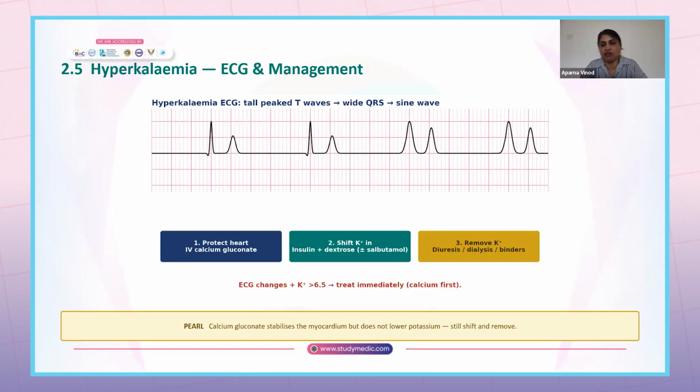There is a criterion for going into dialysis in hyperkalemia. If there are ECG changes and potassium is greater than 6.5, you need to treat immediately.